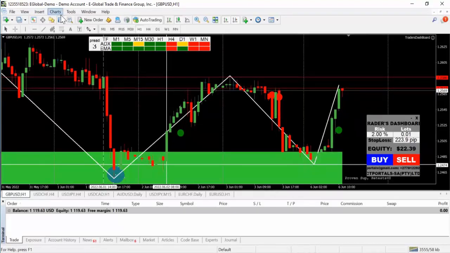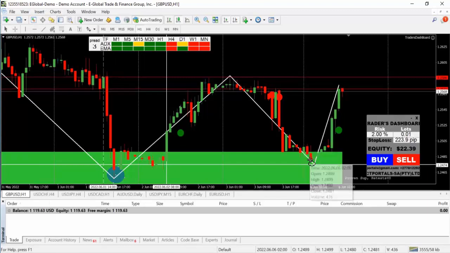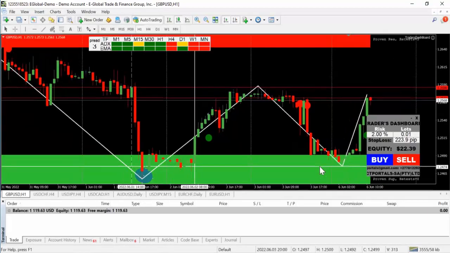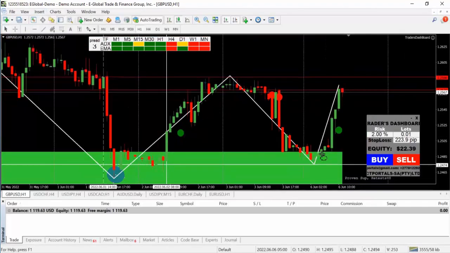Sorry. And you will see how I make my decision now. If you pick, sorry, insert, shape, this. You can see the double bottom.